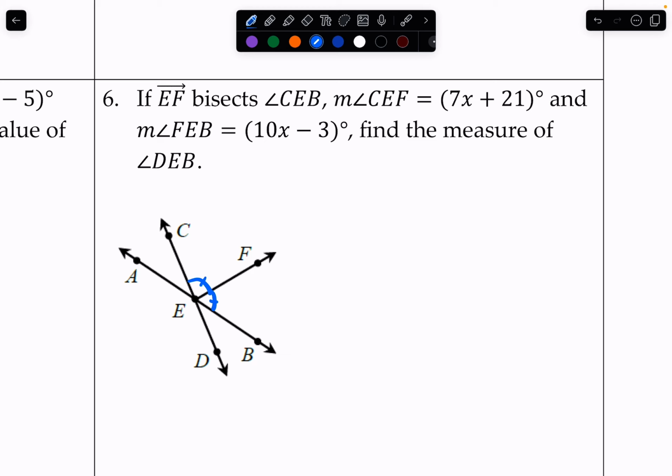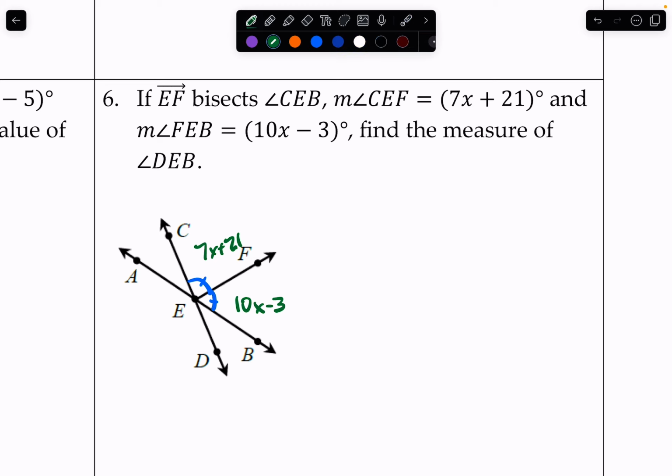Let's find out. CEF is 7x plus 21. FEB is 10x minus 3. Well, wouldn't you know it? Because those are dealing with that angle bisector, that means that these are equal to each other. They're congruent to each other. Just double checking my work here. EF is the bisector. Yeah. If those are congruent to each other, that means I can set them equal to each other.